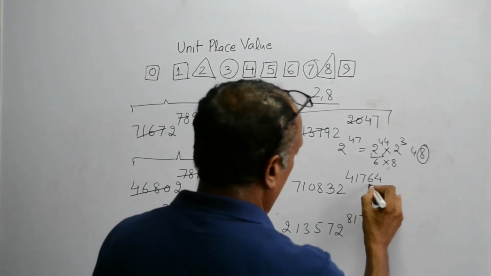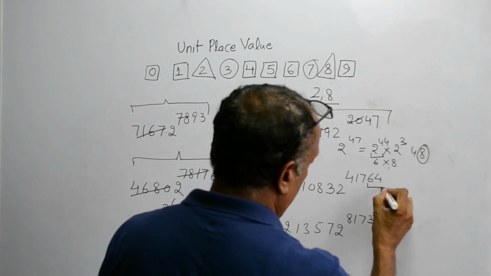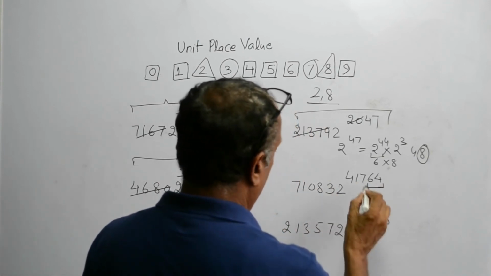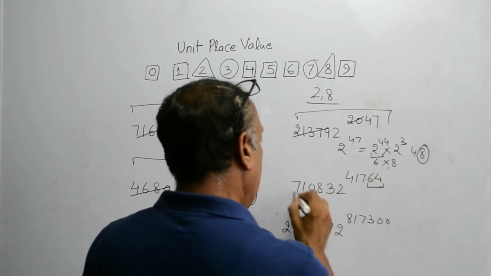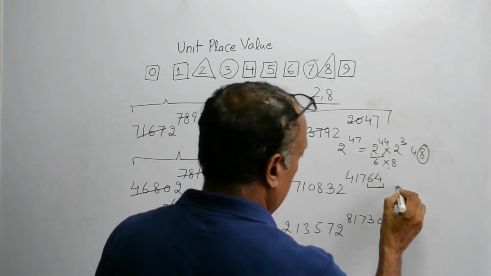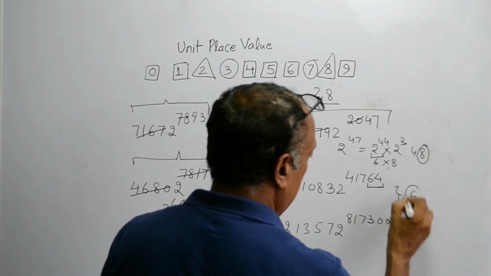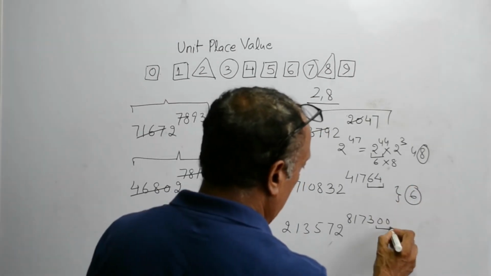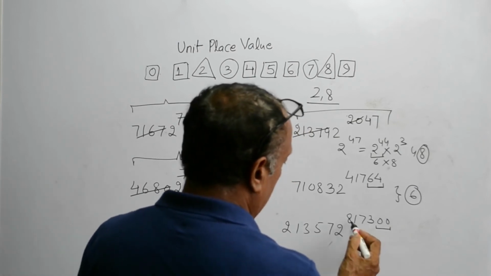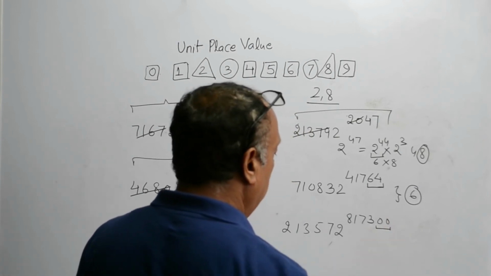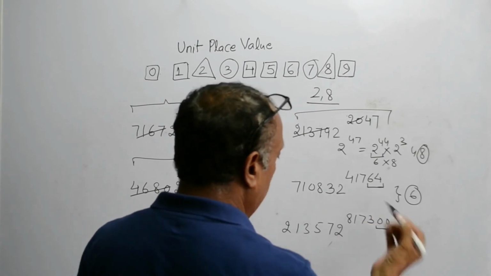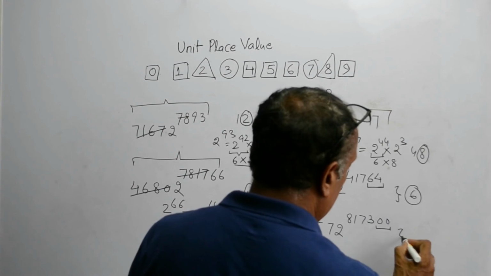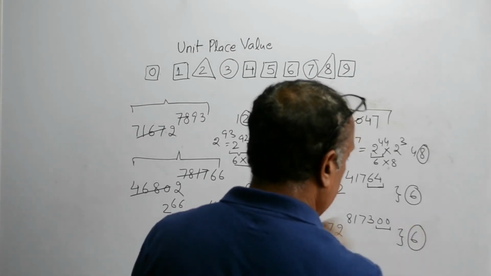Here the last two digits 64 are divisible by 4. So the last digit of this number will be 6. Here the last two digits are 0. It means the exponent is divisible by 4. So 2 raised to power anything which is divisible by 4 is going to give us 6 as the last digit.